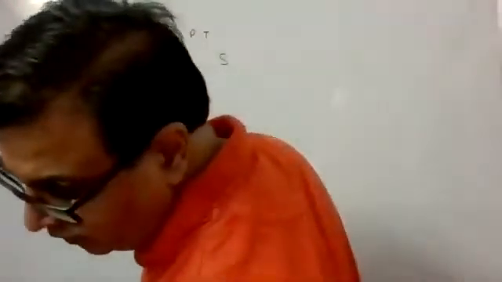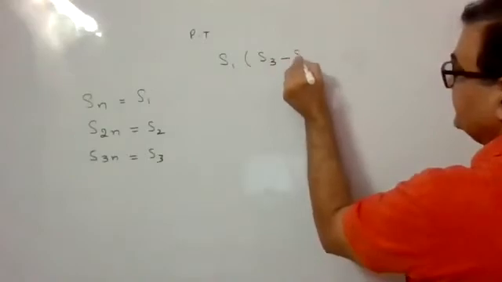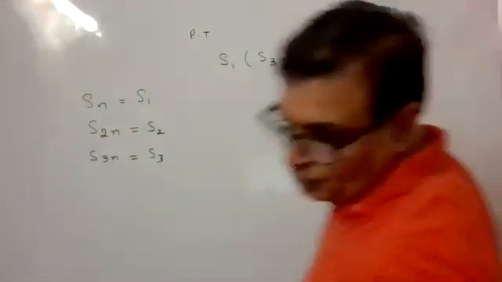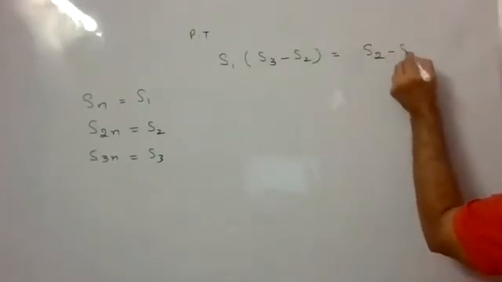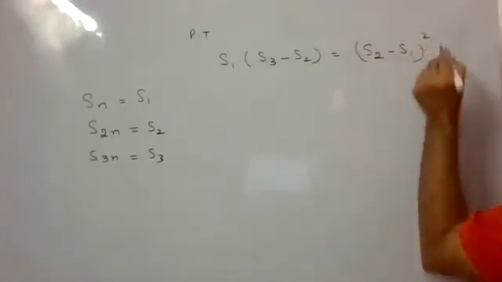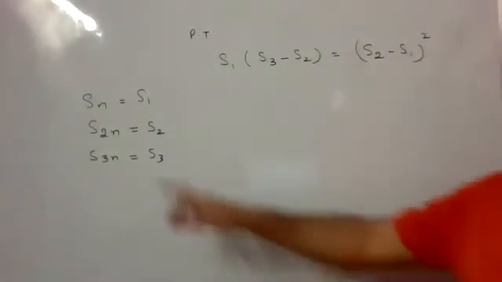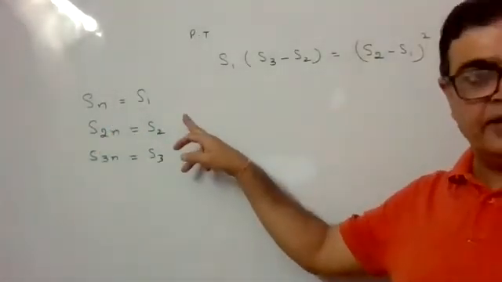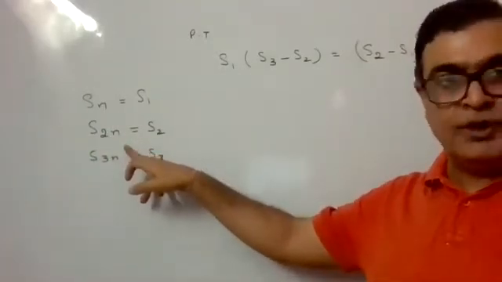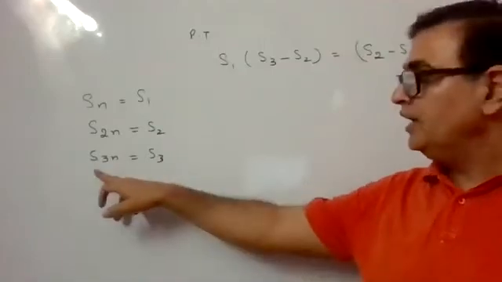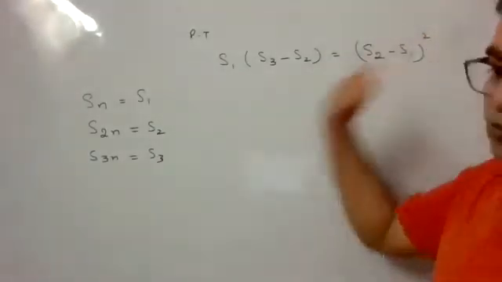S1 into (S3 minus S2) should be equal to (S2 minus S1) whole square. This is the question we have to prove. Sn is the sum of n terms which is denoted by S1, S2n the sum of 2n terms denoted by S2, S of 3n terms denoted by S3. My question is, you prove this result.